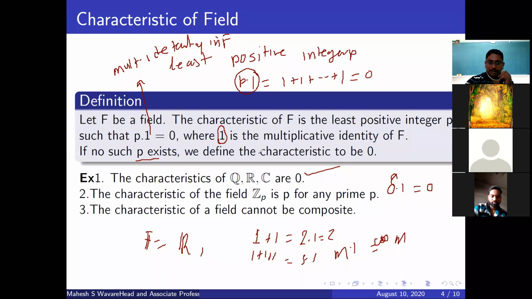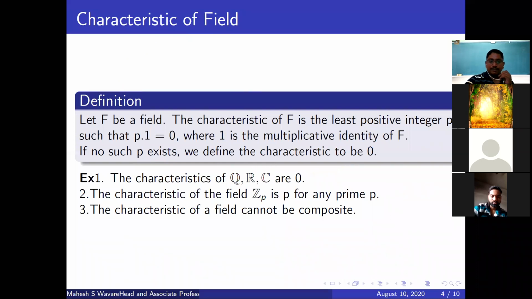Now similarly, one can see the rational numbers, one can see the complex numbers. All are examples of fields having characteristic 0. One can also take the integral domain, the set of integers. It is also of characteristic 0. It is not a field, but we can still define the characteristic of an integral domain, and its characteristic is 0. If you find any difficulty in the definition of characteristic, please mention it in the chat.